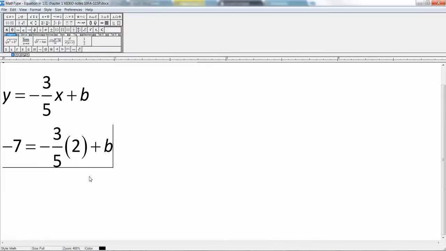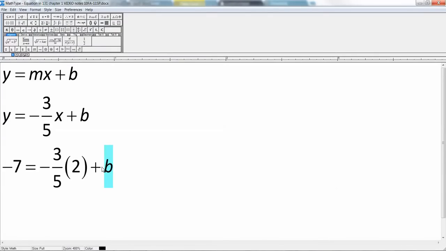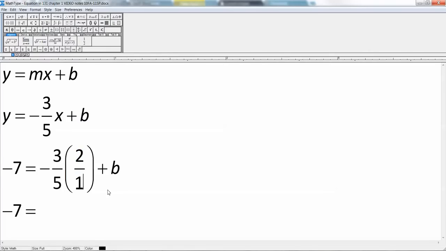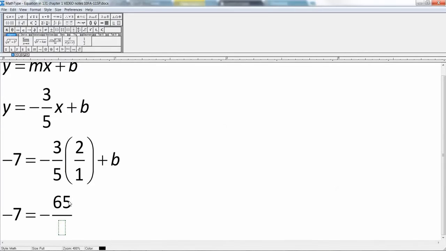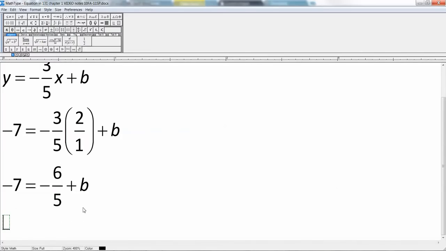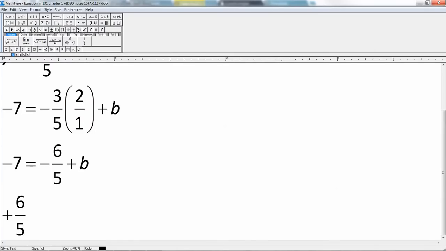And I'm going to solve this equation for b, right? So that's -7 equals, now remember this 2 is really 2 over 1, all whole numbers are over 1. So if you multiply, it's -6 over 5: 3 times 2 makes 6, 5 times 1 makes 5, plus b. And then to find b, all you have to do is add 6/5 to both sides because it's currently subtracted, right? So you add 6/5 to the left, and to keep it fair, you add 6/5 to the right.